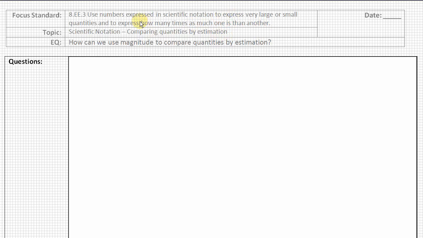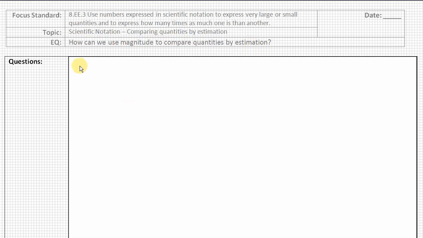So we're really looking at the second part of the focus standard, how to compare how many times as much one is from the other, or how much bigger it is. We're not quite at scientific notation yet, but we're almost there. So our essential question is, how can we use magnitude to compare quantities by estimation?